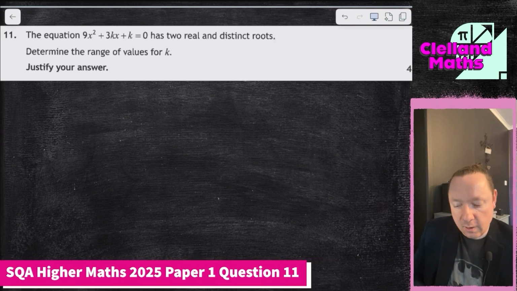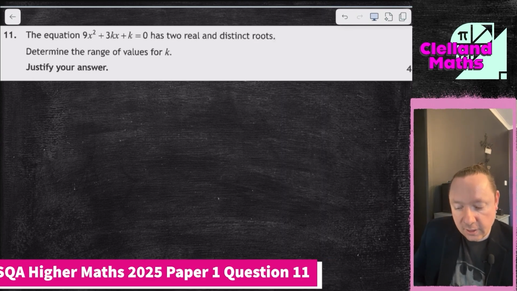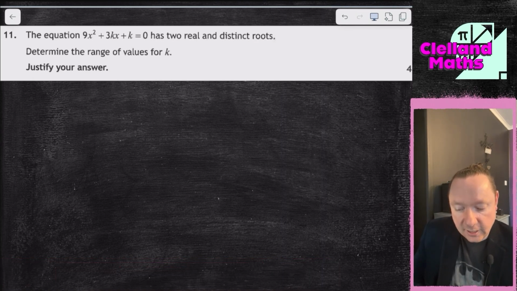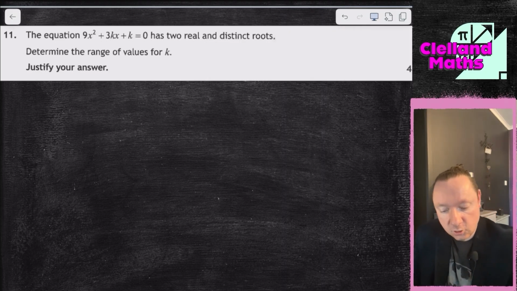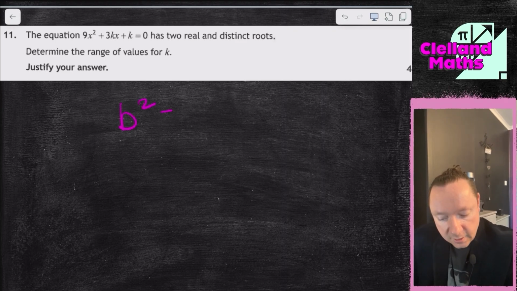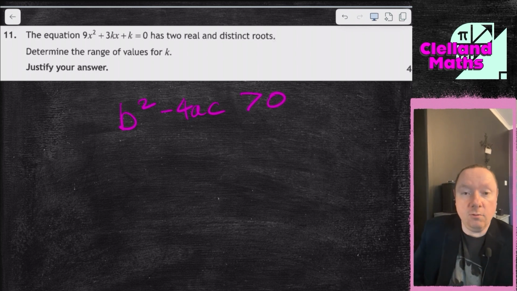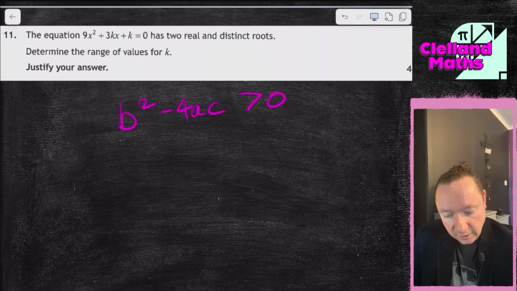Next we have Higher Maths 2025, Paper 1, Question 11. The equation 9x squared plus 3kx plus k is 0 has two real and distinct roots. Find the values or range of values for k. So if we've got two real and distinct roots, the discriminant must be strictly greater than 0. Not even greater than or equal to, because if it's equal to 0, it's got two real and equal roots, and it's got two real and distinct.